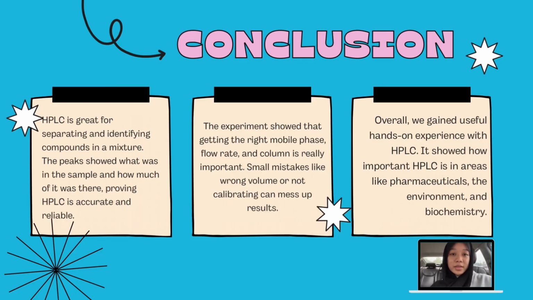To conclude, HPLC proved to be an effective technique for separating and identifying compounds. In our experiment, the caffeine peaks helped confirm both the presence and quantity of caffeine in the sample, showing HPLC accuracy and reliability. We also learned how critical factors like mobile phase composition, flow rates, and proper calibration affect the outcome. Even a small mistake can lead to a big error. Overall, this experiment gave us valuable hands-on experience and showed how important HPLC is in fields like pharmaceutical, environmental testing, and biochemistry.